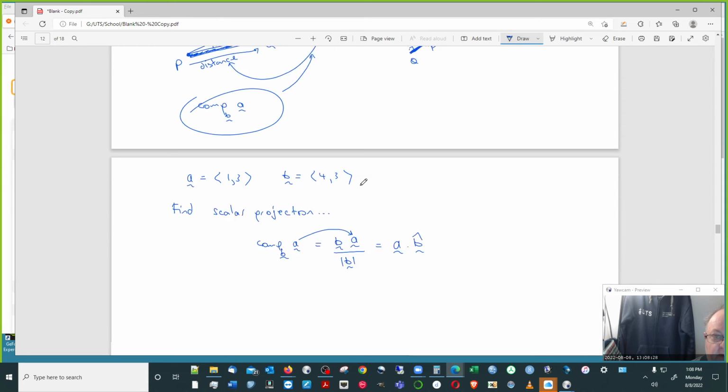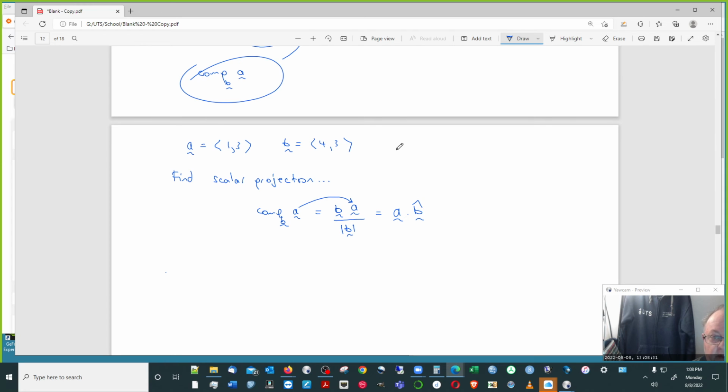Okay, so what have we got? We need the magnitude of B. So the magnitude's that one. We've got to do the A dot B. So A dot B is going to be the sum of products. That was the language I used, wasn't it? I hope that's helpful. Is that helpful? Sum of products?